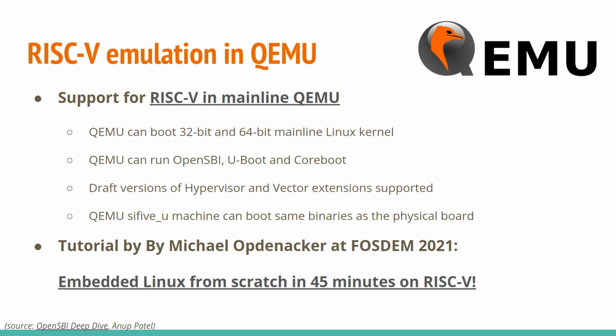So there is full support for RISC-V in QEMU for both 32-bit and 64-bit, and you can pretty much do all the different draft specifications in it for hypervisor and vector. You can run OpenSBI, U-Boot, and Coreboot. You can even run the same binaries that you would on a physical board. And there's a nice tutorial from Michael Opdenacker at FOSDEM 2021 that talks about how to build an embedded Linux system from scratch in 45 minutes using QEMU.